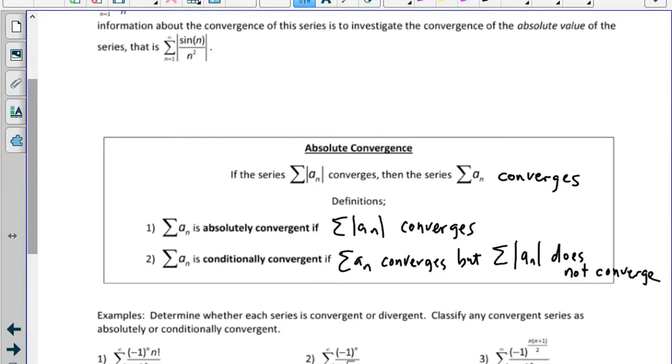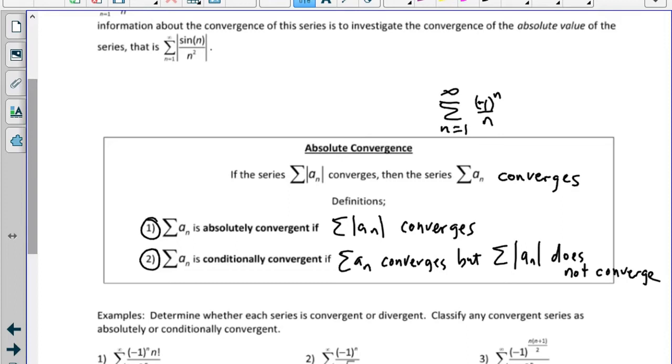So things are absolutely convergent if part 1 is true. They're conditionally convergent if part 2 is true. The biggest example that's really easy for us is the sum from n equals 1 to infinity of 1 over n. That series diverges. But if I change this to (-1)^n over n, that converges.